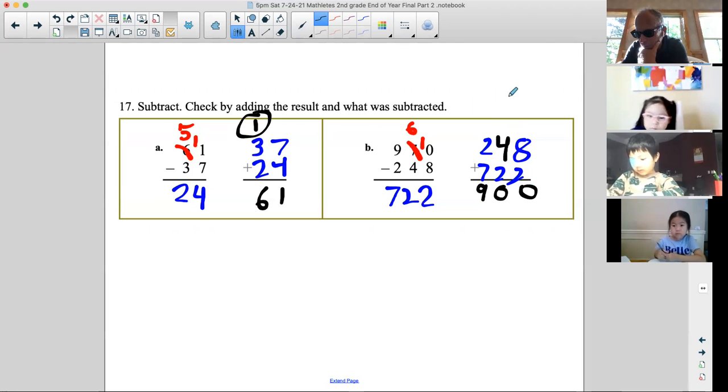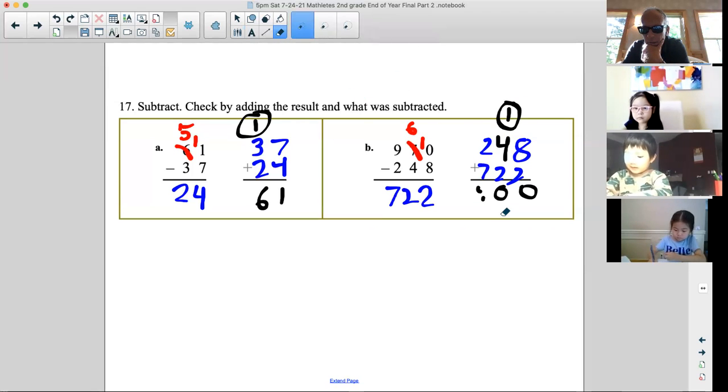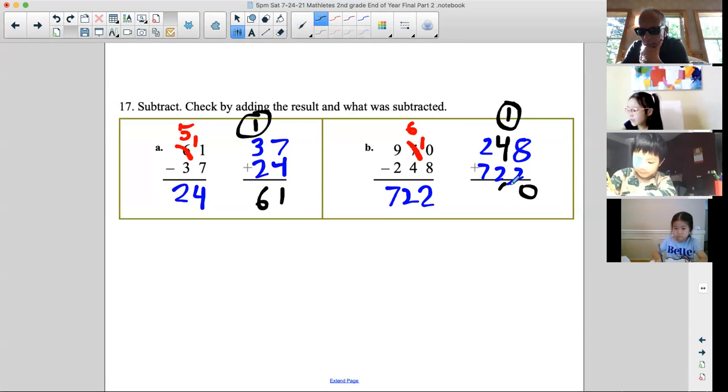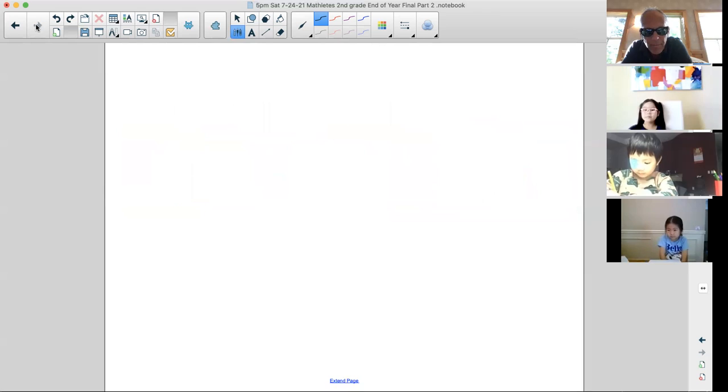Now we have 8 plus 2 is 10. And then we have what? 1 plus 4 plus 2 equals 7. And 2 plus 7 equals 9. And therefore 970 minus 248 equals 722. And that is how we check our subtraction with addition.